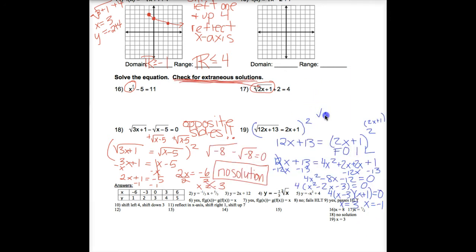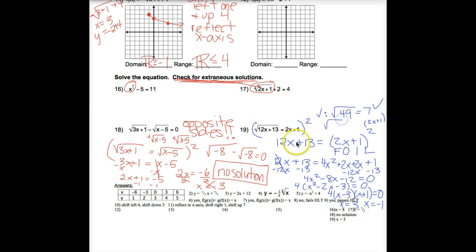So when I plug in x equals 3, I get 12 times 3 is 36, plus 13, 49, so square root of 49 equals 2 times 3 is 6, plus 1 is 7. Is the square root of 49 7? Yes, it is. So we're good on x equals 3.